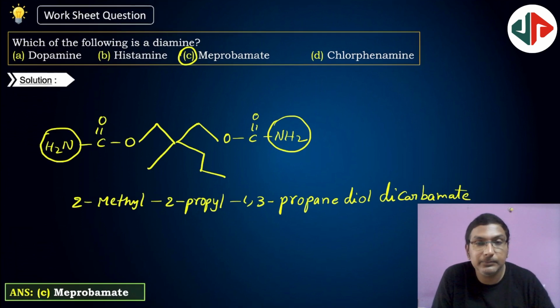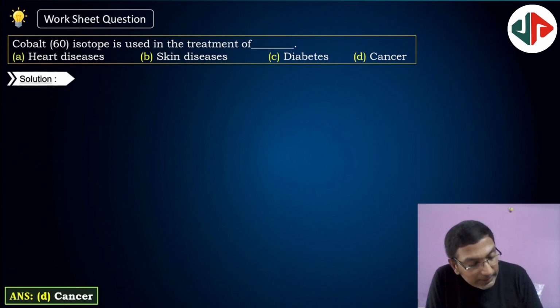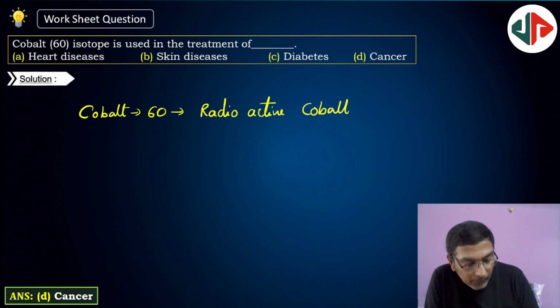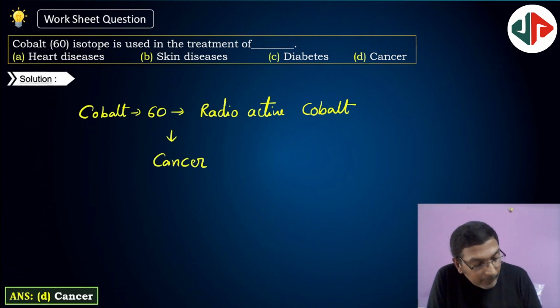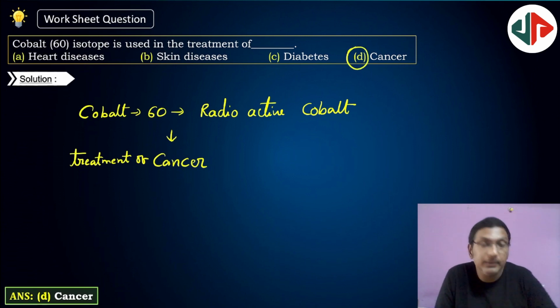Next. So cobalt 60 used in treatment of cancer. Radioactive cobalt. Cobalt 60 is radioactive cobalt. It is used in treatment of cancer. Important. Option D. Next.